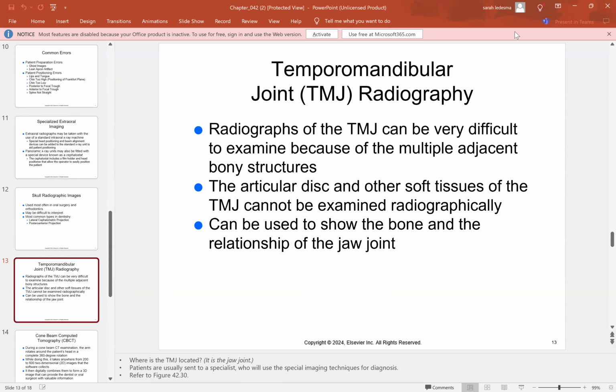Temporomandibular joint radiograph. Radiographs of the TMJ can be very difficult to examine because of the multiple adjacent bony structures. The articular disc and other soft tissues of the TMJ cannot be examined radiographically, and these images can be used to show the bone and relationship of the jaw joint.